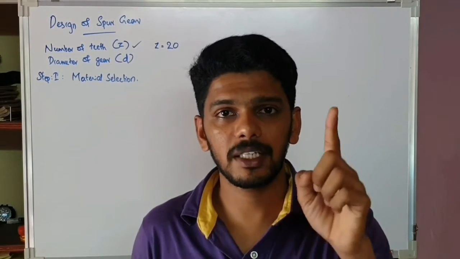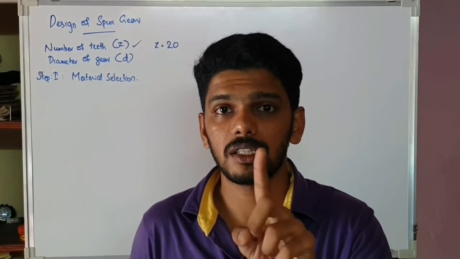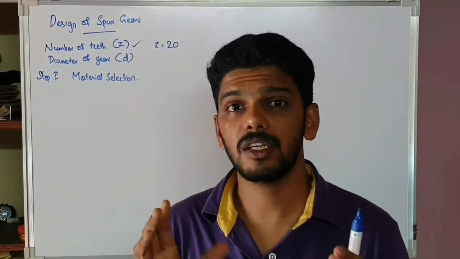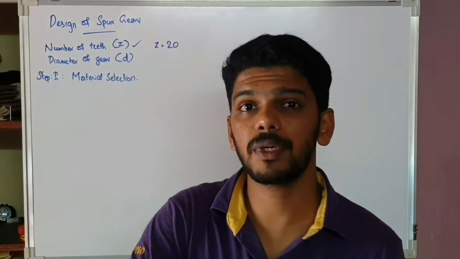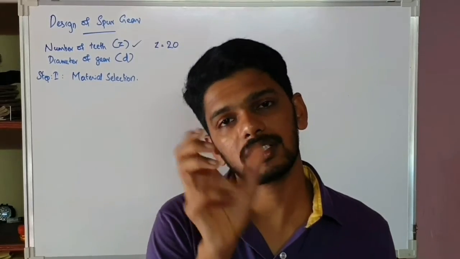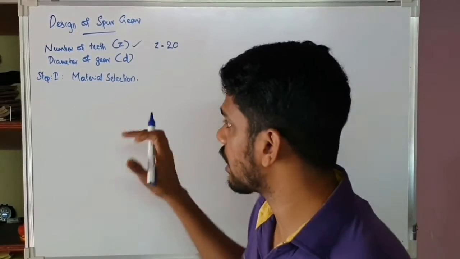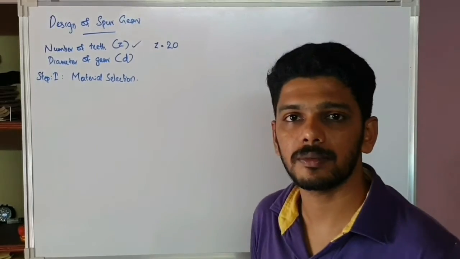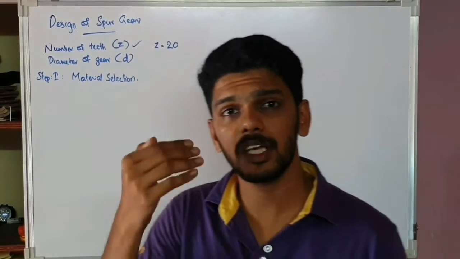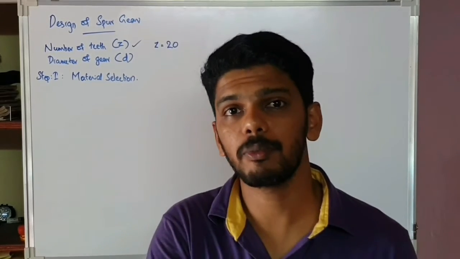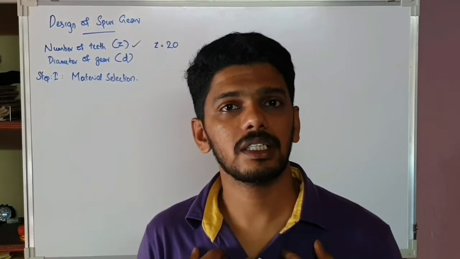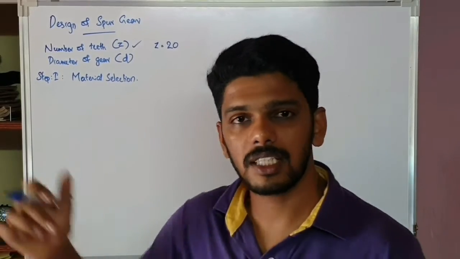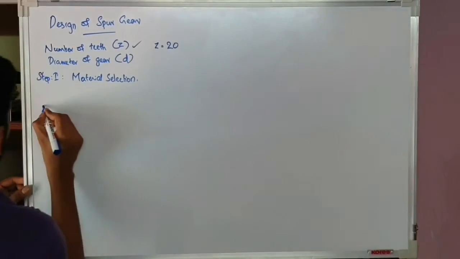There is a hint that I have mentioned in the note in the description. The hint is that if the material is not given, take a material of your choice such that both the pinion and gear are of the same material. Write it down like that: assume both the pinion and gear are of the same material. If both are of the same material, the pinion will always be weaker. So we can assume that the design is based on the pinion.